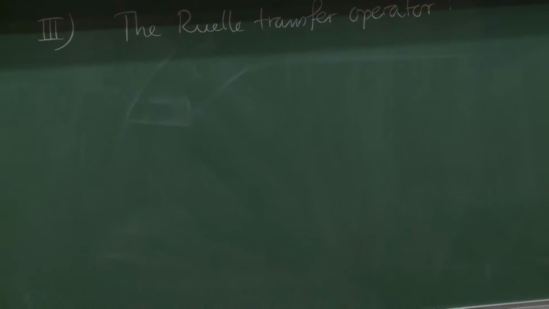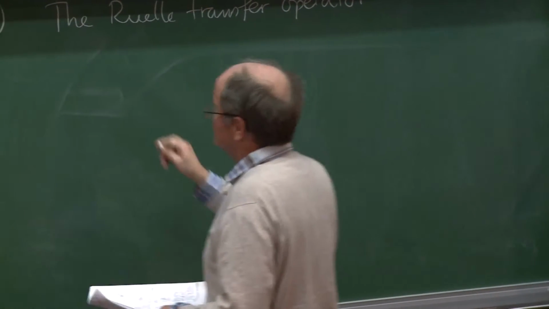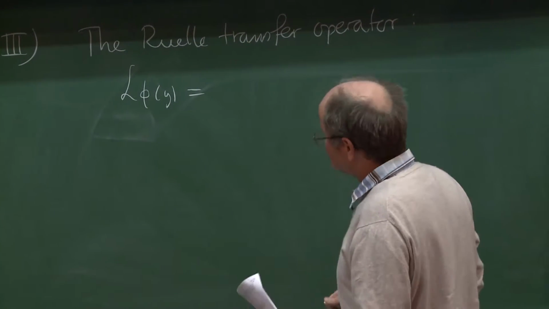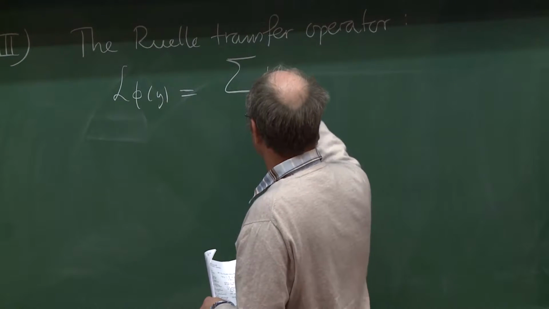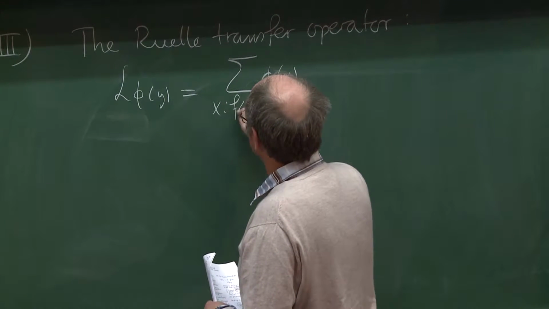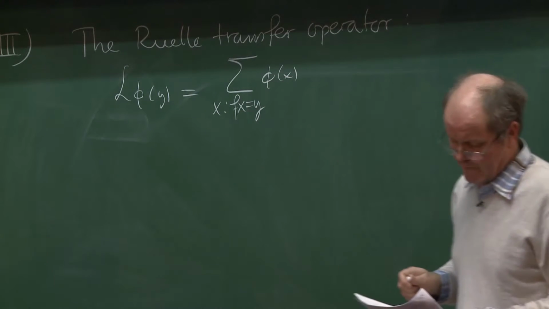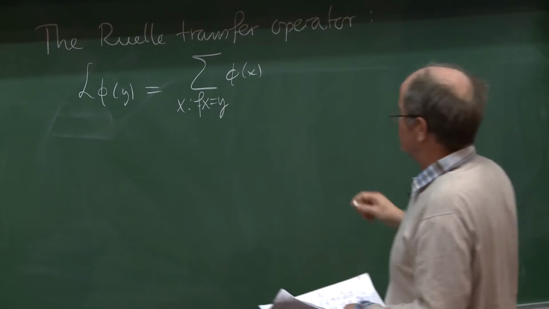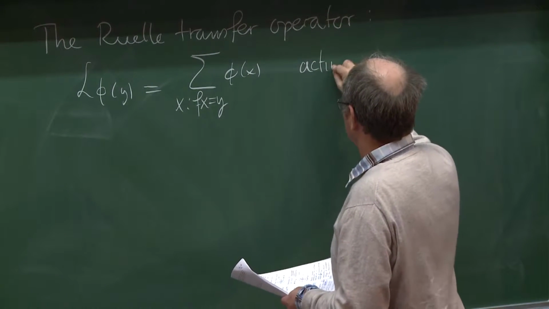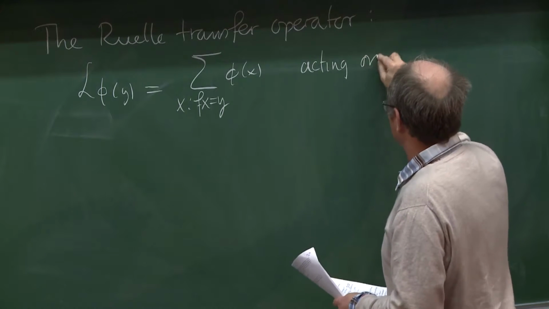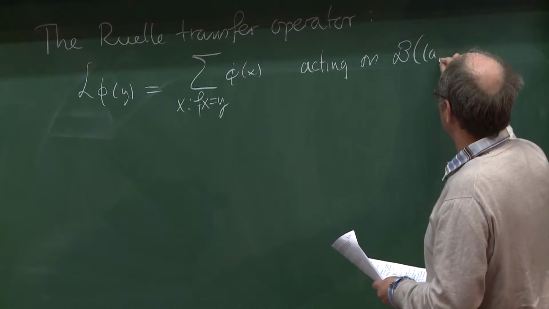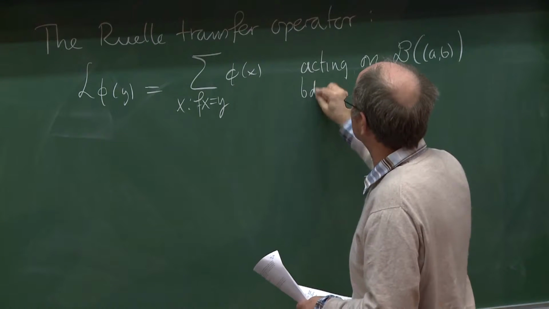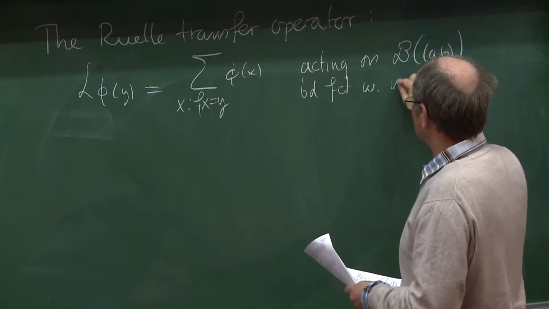There are much more general transfer operators than this, but in this particular context, it would simply be that you take L phi of y, and you say that it's the sum of phi of x over all x which are primitives of y. You should act on some function space in order to start talking about this. So let's act in the beginning on, say, B, which would simply be bounded functions with a uniform norm.